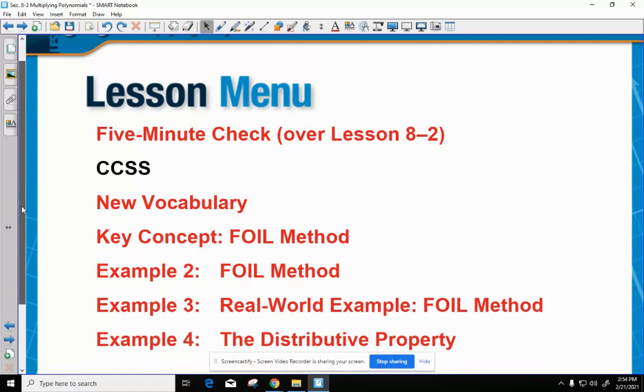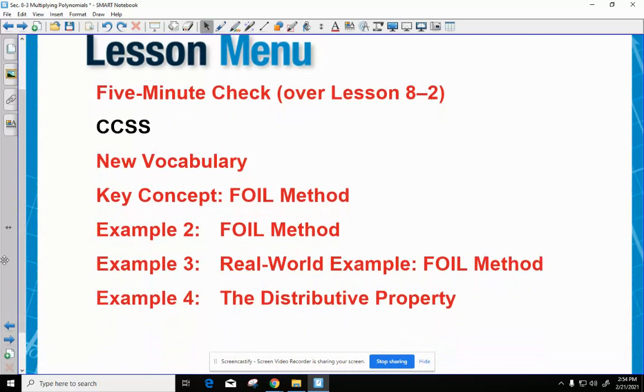So our goal here today, things we're going to take a look at, we're going to introduce what's called the FOIL method. And FOIL just simply is an acronym for us to remember. So just like please excuse my dear Aunt Sally reminded me the order of my operations, FOIL is going to do the same thing where it's just going to remind me what I need to do in order to put these terms together. So we're going to take a look at that in example 2 here.